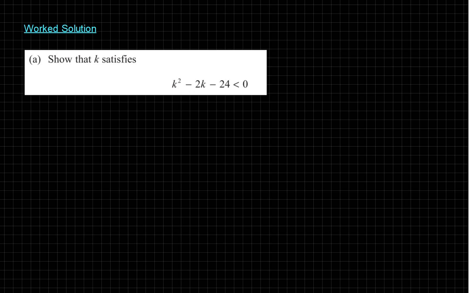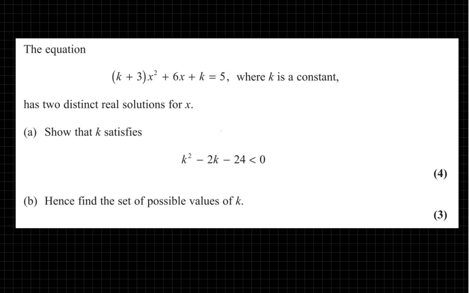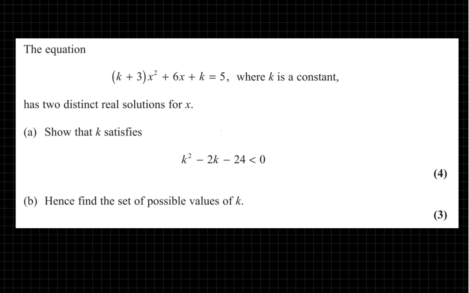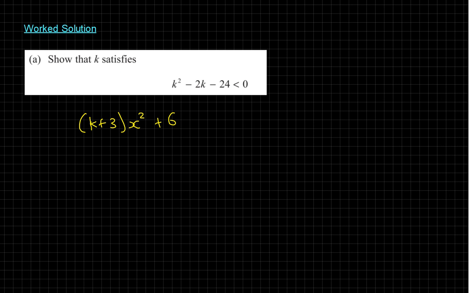In order to do that, let's go back to what was the equation. So it's k plus 3, x squared, and 6x plus k, and that's equal to 5. Okay, so it's not quite in a standard quadratic form yet because it's equal to 5 rather than being equal to 0. So what we should do really is multiply this out and see if we can get this into a standard form.